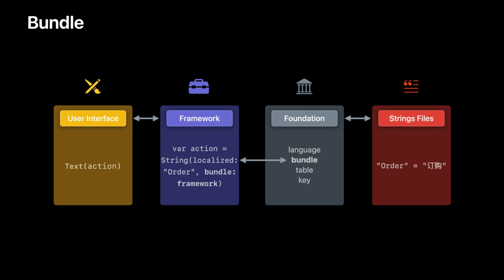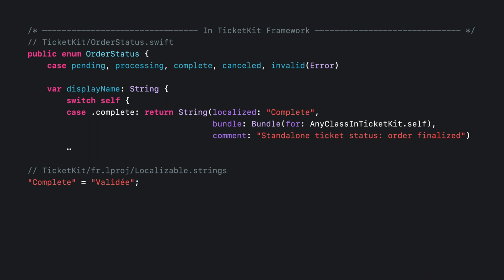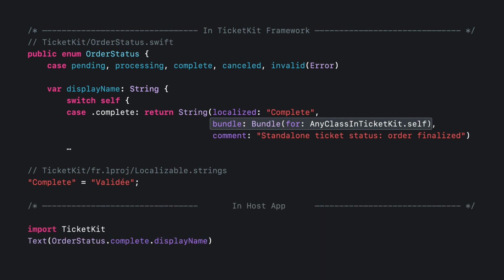Without this parameter, the string would be fetched from the hosting app instead and not found. In practice, it looks like this. You supply the bundle where your text is stored. The framework will look for the strings in its own bundle. Then it's easy for your app. The string can be used in a simple line of code.